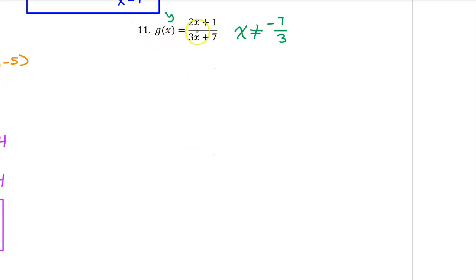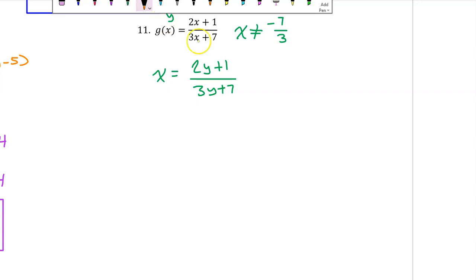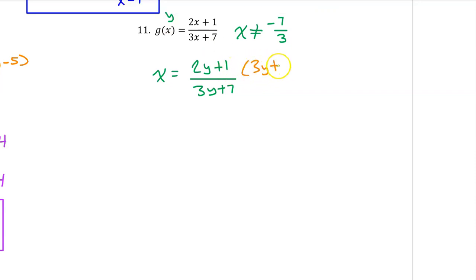To find the inverse, we switch x and y. So we will have x is equal to 2y plus 1 over 3y plus 7. Next, we eliminate the fraction by multiplying both sides of the equation by the denominator. So I'm going to multiply both sides by 3y plus 7.